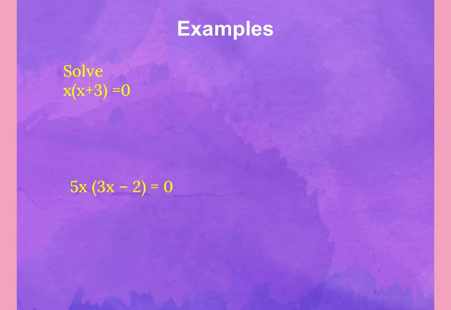So the directions will now say solve. There's two major differences. One is the directions change. It will now say solve. The other is that you will have an equal sign in these questions. There was not an equal sign from last week. It was just factor.